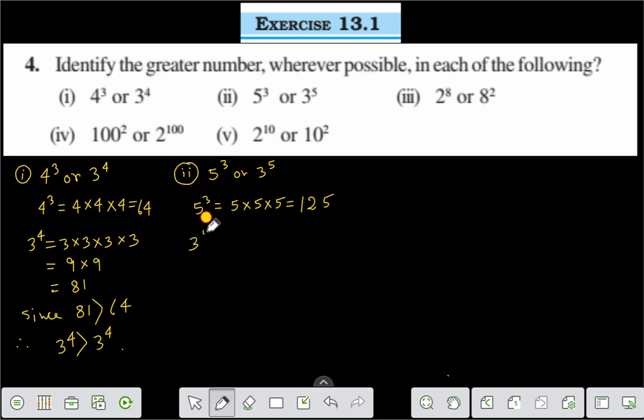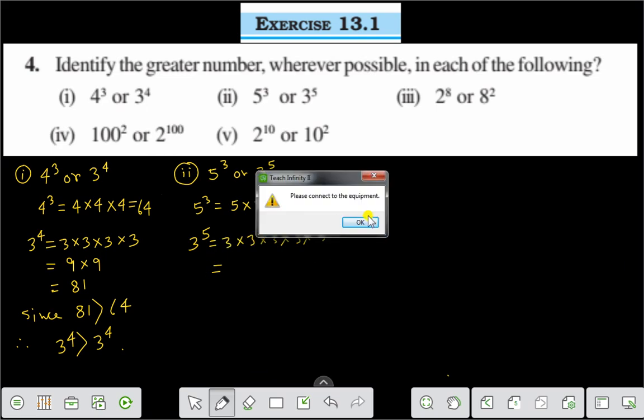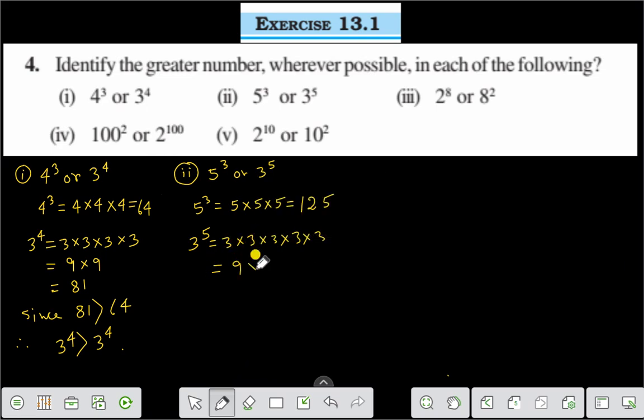3 to the power 5 can be written as 3 into 3 into 3 into 3 into 3, that means five 3s are there. Now 3 threes are 9, into 3, 27, or 9 nines are 81. 81 into 3: if we multiply 81 with 3, that is 243. This is 243, this is 125.